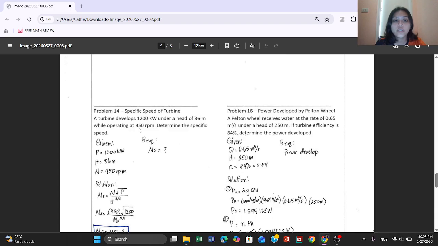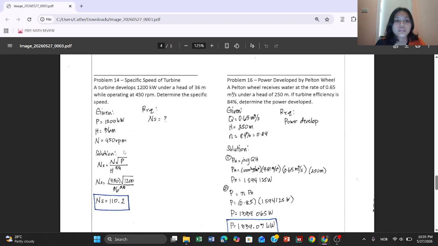Number 14 is about specific speed of a turbine. The problem: the turbine develops 1,200 kilowatts under a head of 36 meters while operating at 450 RPM. Determine the specific speed. Given, we have a power of 1,200 kilowatts, a head of 36 meters, and a speed of 450 RPM. The required is the specific speed.